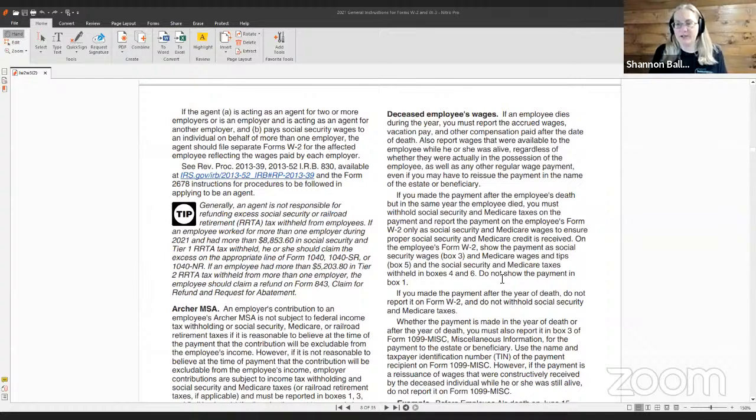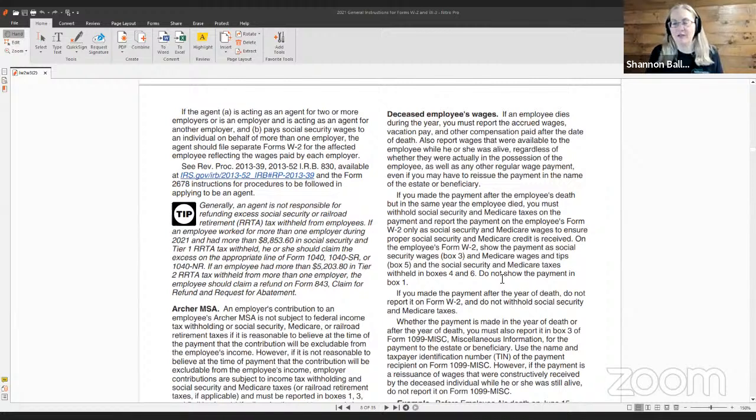All right. So, deceased employees' wages. If an employee dies during the year, you must report the accrued wages, vacation pay, and other compensation paid after the date of death. Also, wages that were available to the employee while they were alive, regardless of whether they were actually in possession of the employee, as well as any other regular wage payments, even if you may have to reissue the payment in the name of the estate or beneficiary.